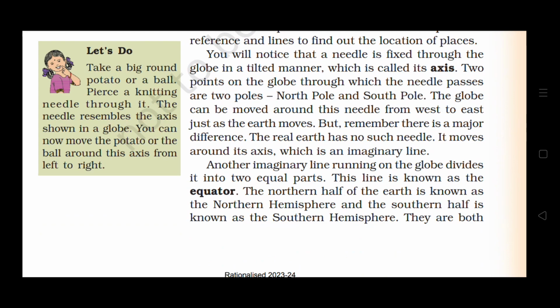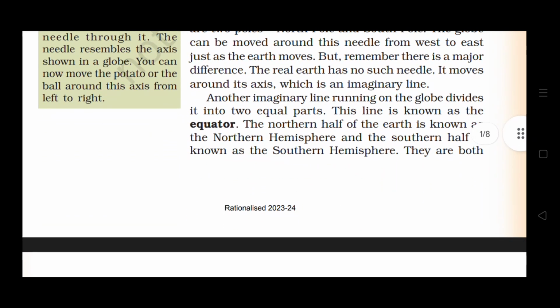But remember, there is a major difference between this axis on the globe and the real axis of the earth. The real earth has no needle, whereas the globe has a needle which helps the globe to rotate. On earth we don't have an exact structure like an axis, but still the earth rotates on itself around an imaginary line. It moves around its axis, which is the imaginary line I was already talking about.